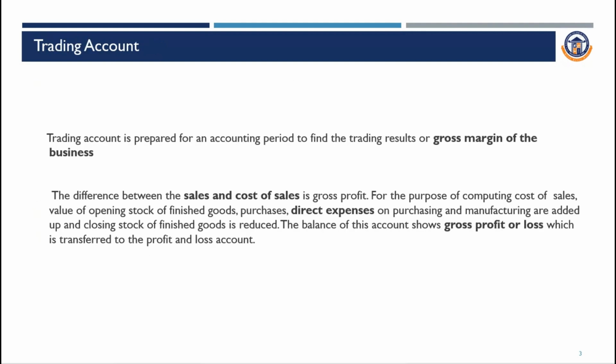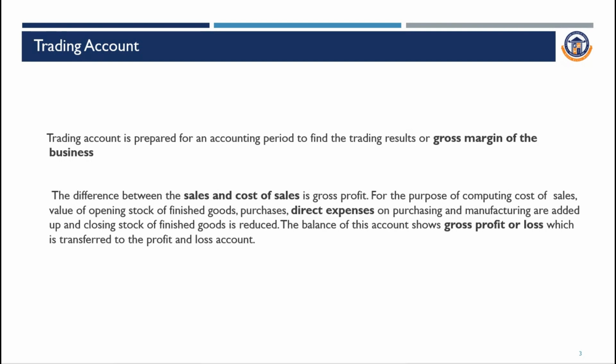The first one is the trading account. This is the first process in preparing the final accounts. The trading account is prepared for an accounting period to find the trading result, or gross margin, of a business. It shows the amount of gross profit or loss the concern has made during the buying and selling in the accounting period. The difference between sales and cost of sales is the gross profit or gross loss.